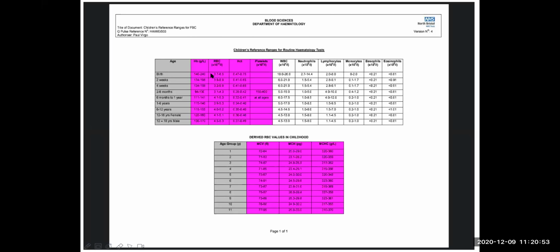Now let's focus here again. Look at the RBC. This is also a little bit higher. Hematocrit is definitely high. When hemoglobin is high, hematocrit would be high. Look at the WBC count. I want all of you to focus here.